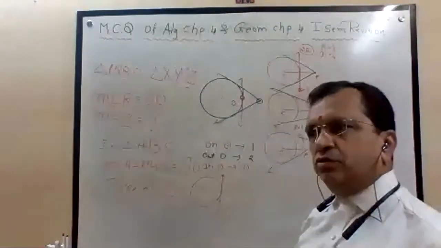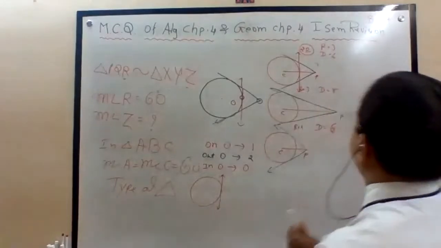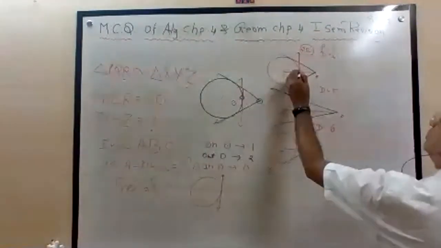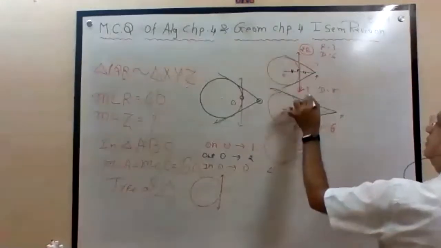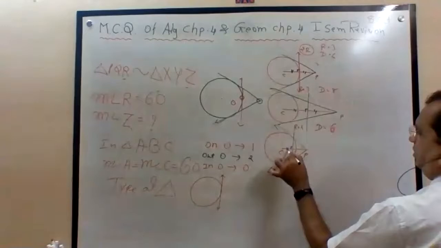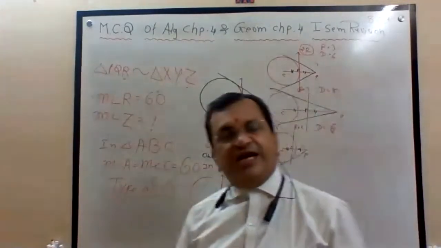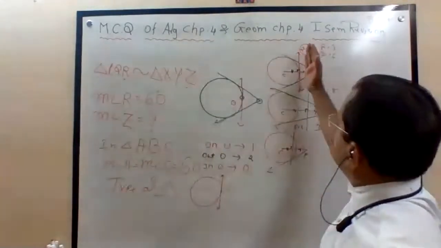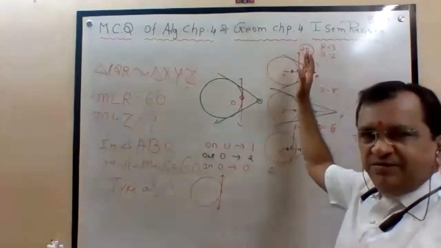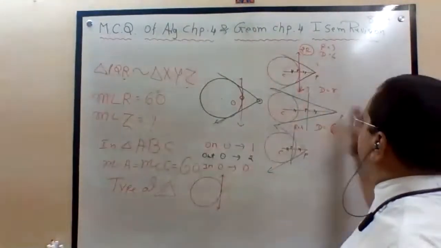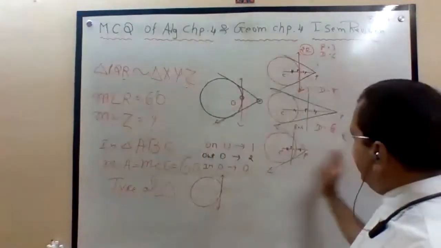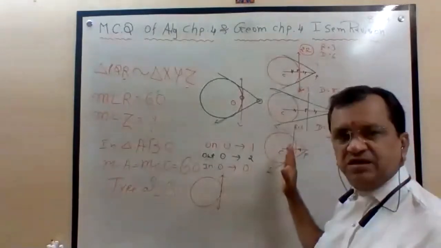And every time to draw two tangents, you need a perpendicular bisector. This is the perpendicular bisector. So when it is exactly double, the perpendicular bisector will be touching the circle. It will be a tangent to the circle. When it is more than double, the perpendicular bisector will be outside the circle. When it is less than double, it will cut the circle.